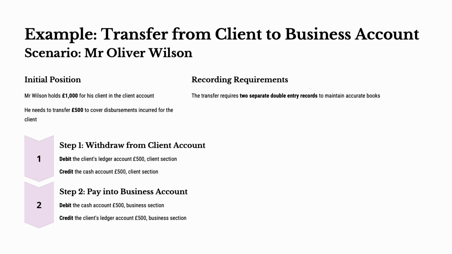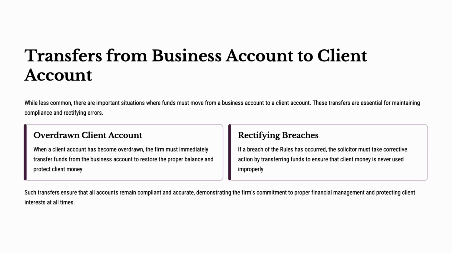So the next thing we have is transfer from business account to client account. Sometimes the flow reverses. It's not usual, but it does happen. Money must go from the business account to the client account. This usually happens if a client account is overdrawn or the solicitor has accidentally breached the rules. The key point here is that this transfer is to put right a mistake or shortfall, not for topping up tea money in the office. So these are two situations when money moves the other way.